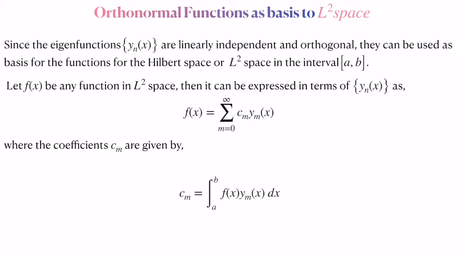That means that for any f of x, any L2 function in the space, it can be expressed in terms of the basis functions yn as f of x equal to the sum over m going from 0 to infinity of cm ym of x, and the coefficients cm are given by the dot product of the function f of x onto the basis ym, that is cm is equal to the integral from a to b of f of x ym of x dx.